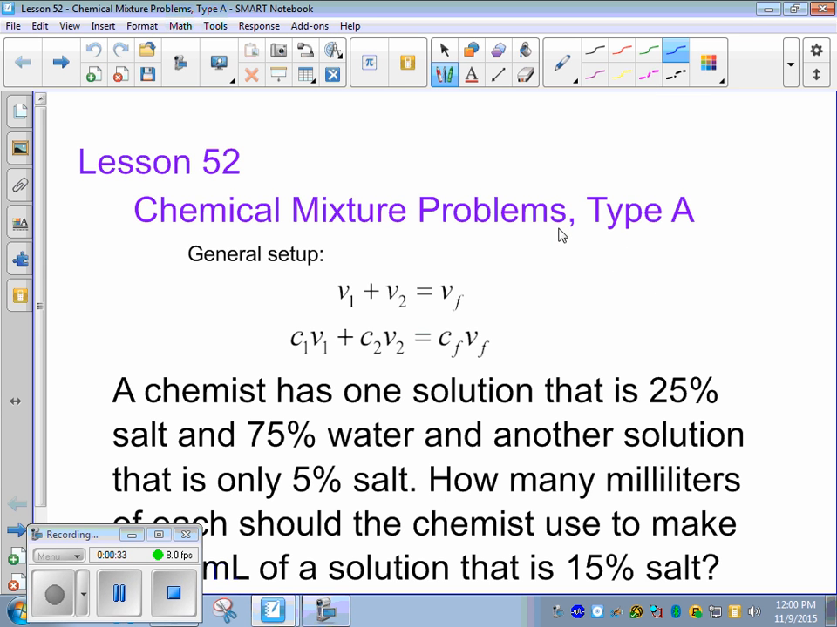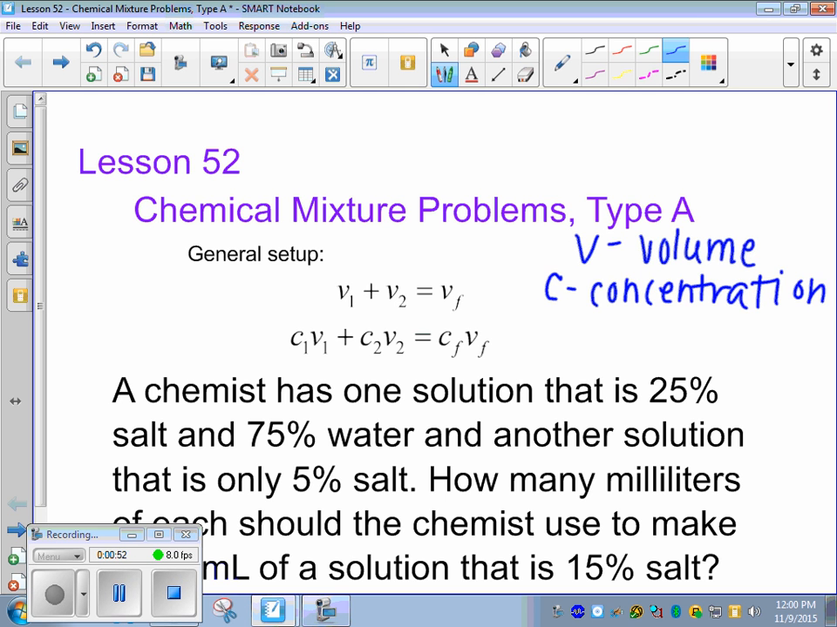You could do 3 if you want. F just means final. So with these problems, we're mixing them together, and then you get a final one. V means volume, which you'll be able to tell from the problems. And C always means concentration, but you're going to want to write concentration of the stuff, or I like to say of the stuff.